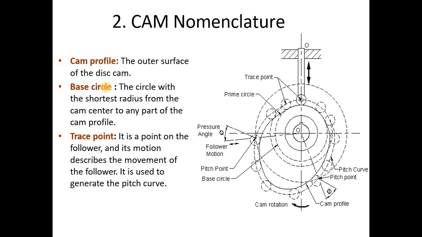What is the base circle? There is another term, base circle: the circle with the shortest radius from the cam center. Look at this, this is the base circle, this is the shortest radius from the center of the cam. So the circle with the shortest radius from the cam center of any part of the cam profile, we call a base circle.